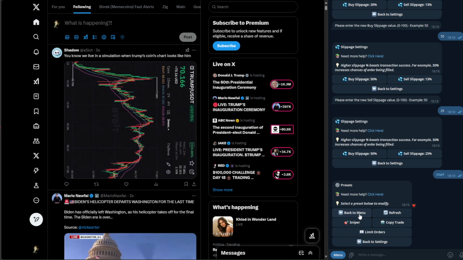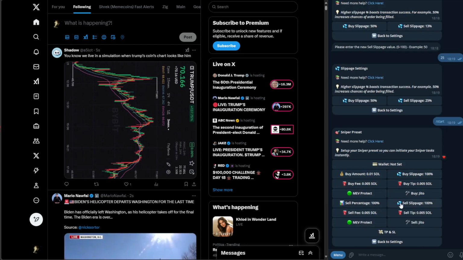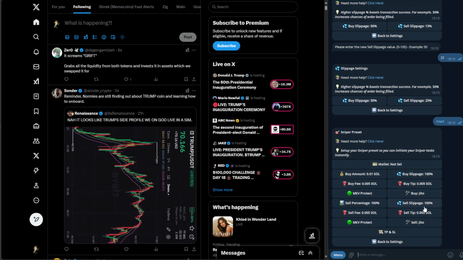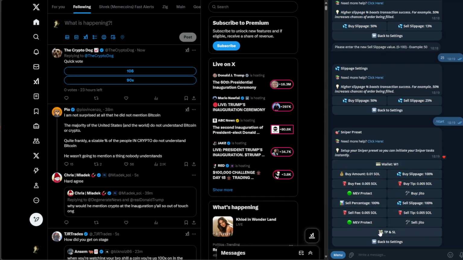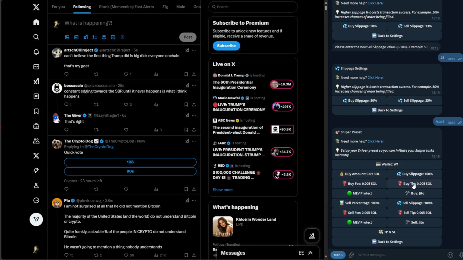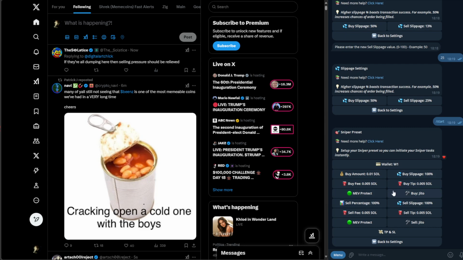Presets: Sniper, copy trade, limit orders. So these are basically just your presets, your settings for these different functions, for example the Sniper function. You can set your own presets for the Sniper one. So you choose your wallet, and now these are your presets for the Sniper. So when you choose to snipe an amount, these are what your normal presets will be. So buy slippage, sell slippage, etc. These are pretty good for the Sniper amount.